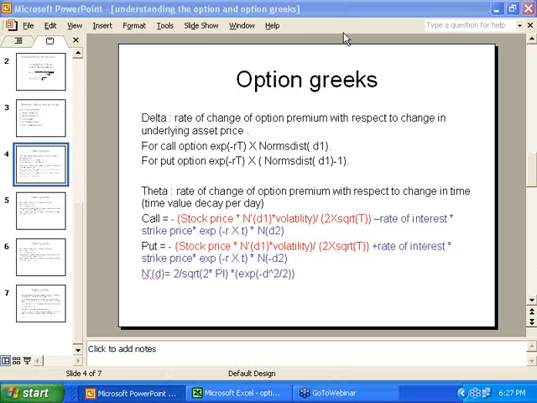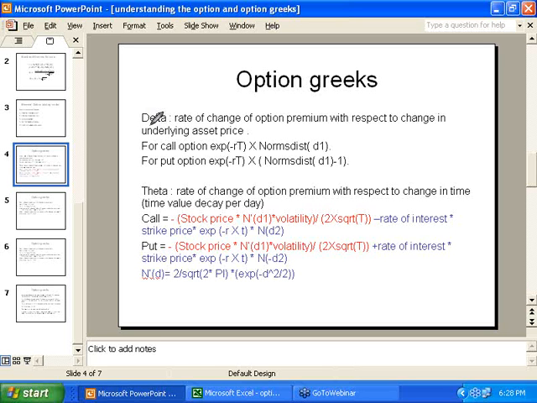Now we are going to briefly discuss the different option Greeks. First I will take you through the formulas. What are the formulas associated with these Greeks and how to use them, we will see in the practice session. It is highly essential to understand the Greeks as an option trader. Without this, it is very difficult to form a strategy.